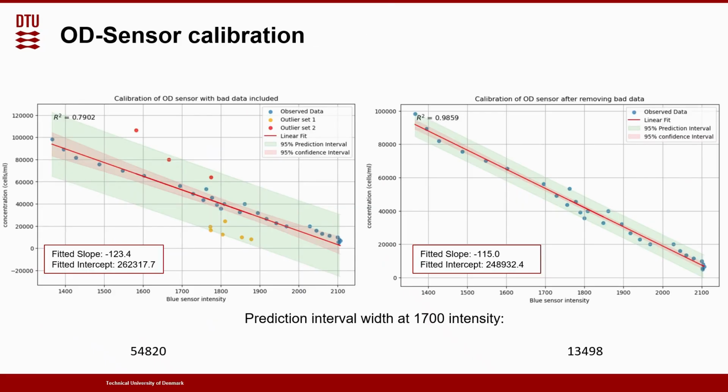Since last time, we did 2 series of OD sensor calibration, and they're both combined and shown in the graph to the left. We see that we have quite a big spread, but there are 2 sets of outliers, and both of these sets of outliers are from consecutive measurements.